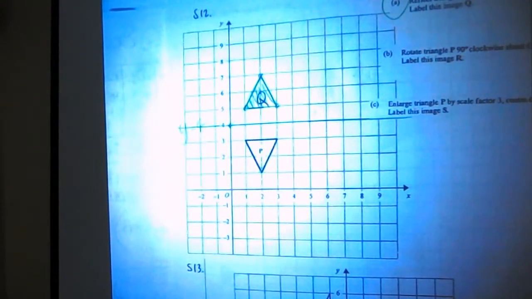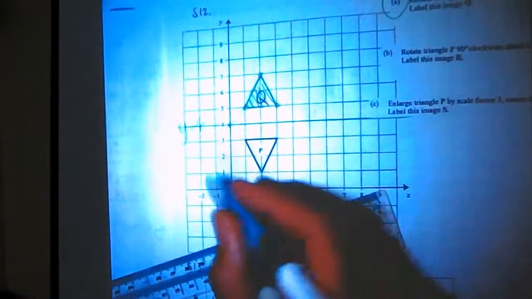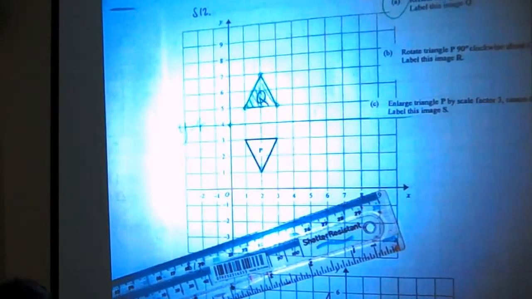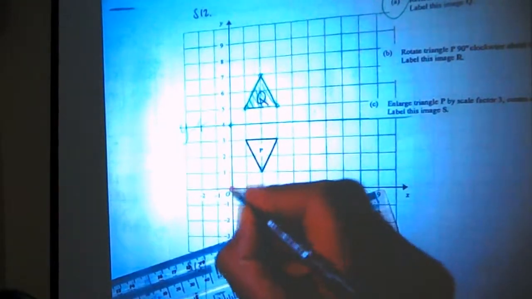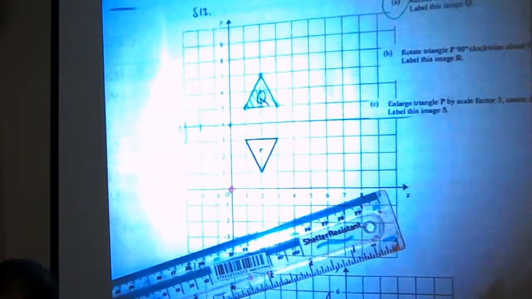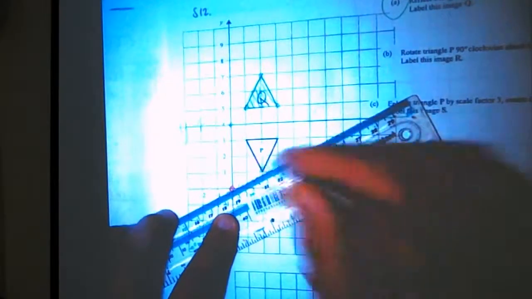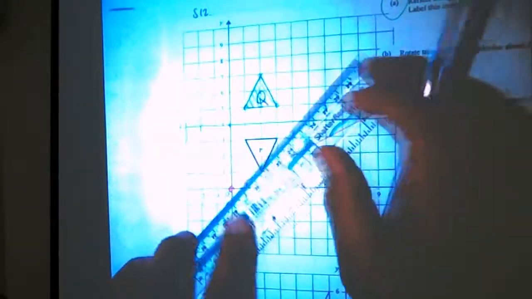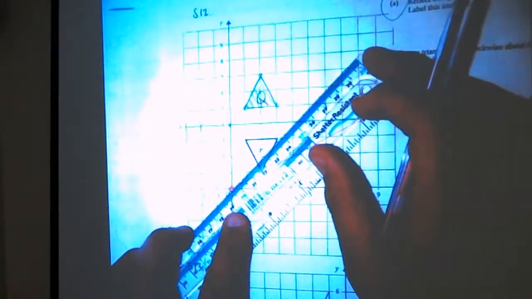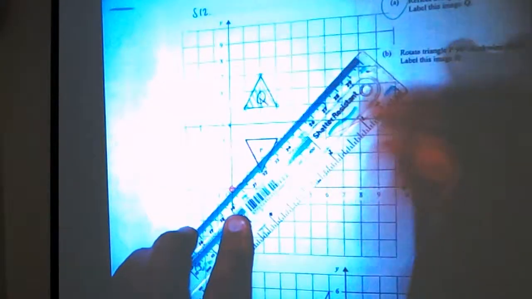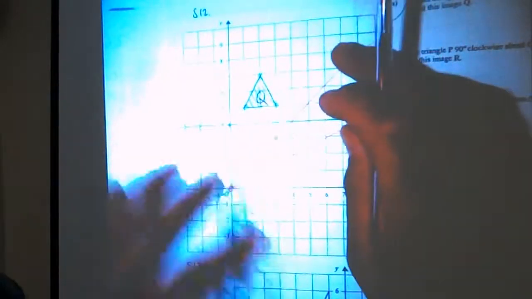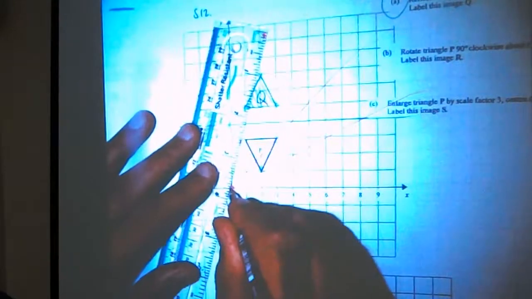But enlarge triangle P by scale factor 3, center O, label the image S. So, here's that, I'm going to do it in red now. There's my center. So, Harun, what we're going to do from this center, from the red dot, I'm going to go through each corner, nice long lines, accurately through the corners. Nice long lines, nice and long, don't make them short.